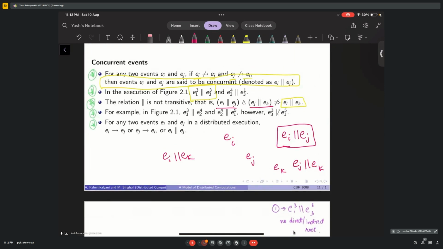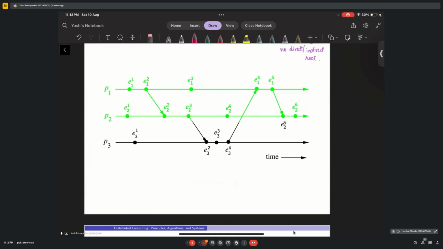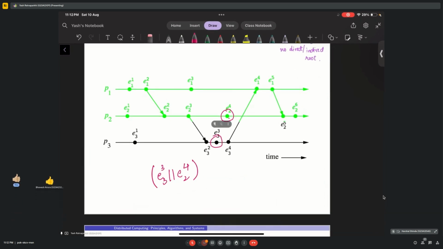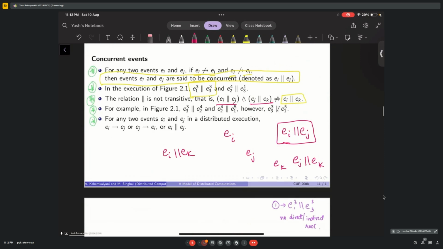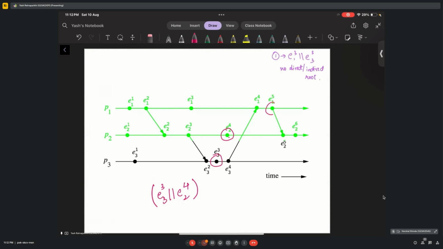So what is the example? It says E33 and E24. Let's plot it. Here E33 and E24. They both are concurrent, right? Correct, guys? Are you able to understand this? Yes. So E33 is concurrent to E24. Now E24 is concurrent to E15. Right. So can we say E33 is concurrent to E15? Think and tell me.